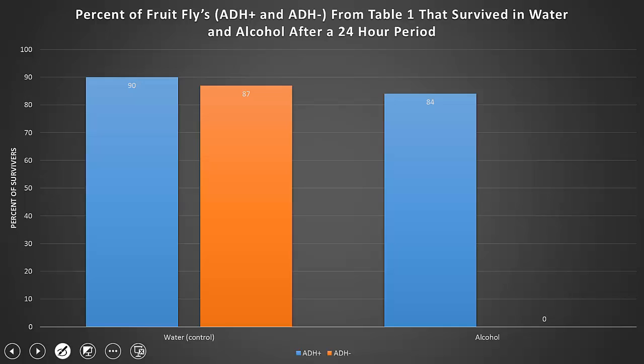90% of flies in ADH positive survived in water, and 87% of flies in ADH negative survived in water. In alcohol, for ADH positive flies, only 84% survived. Of our ADH negative flies, 0% survived. Again, concluding that the flies mutated for ADH were not able to metabolize alcohol, causing them death.